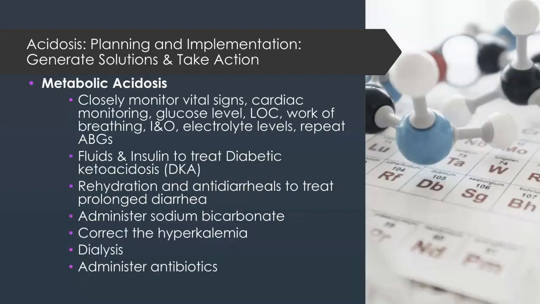Now with metabolic acidosis, a lot of those things that we're monitoring are the same. So we're still going to be monitoring the vital signs because we're worried about that blood pressure. Cardiac monitoring because of that hyperkalemia. With this, it could be glucose level if it's DKA. Level of consciousness is still important. We may need to support breathing if they are having a lot of those Kussmaul respirations. If they're working really hard at breathing, they're eventually going to fatigue and may stop breathing. Intake and output, monitoring our electrolyte levels, and repeating ABGs as appropriate.